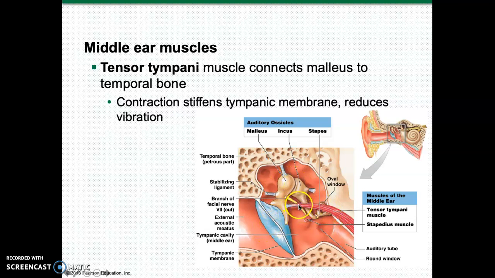Well, there are 2 structures that will prevent the eardrum from vibrating too vigorously when loud sounds are heard. This first muscle here is the tensor tympani, and that connects the malleus to the temporal bone, and that will stiffen when there is a loud noise. It will stiffen to prevent too much movement of the tympanic membrane.